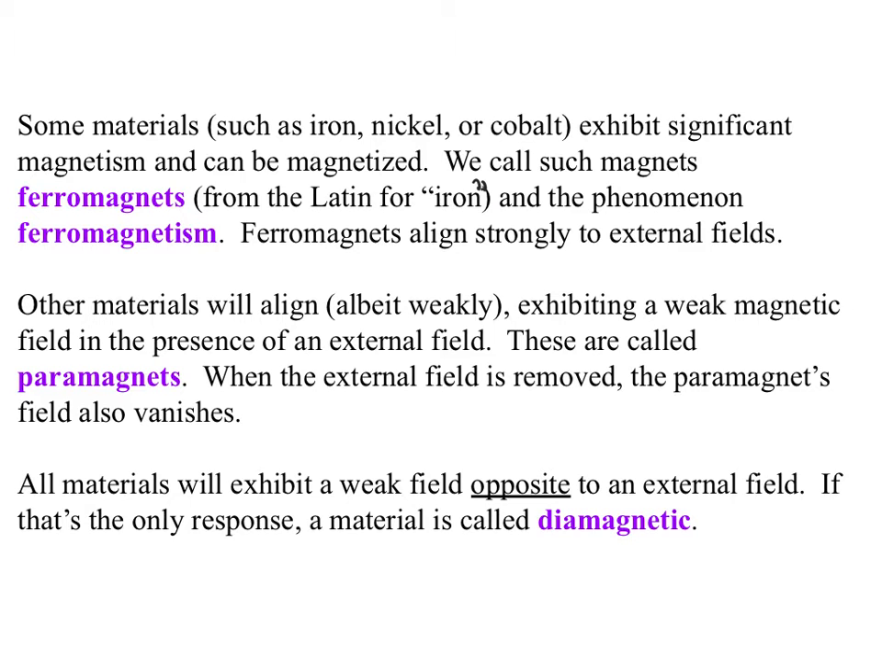Other materials will align, although weakly, exhibiting a weak magnetic field in the presence of an external field. These are called paramagnets, and the phenomenon is called paramagnetism, para for align or with. When the external field is removed, the paramagnetic field also vanishes. And then all materials, for quantum mechanical reasons, will exert a weak field opposite to an external field. When that's the only response, the material is called diamagnetic, for across.